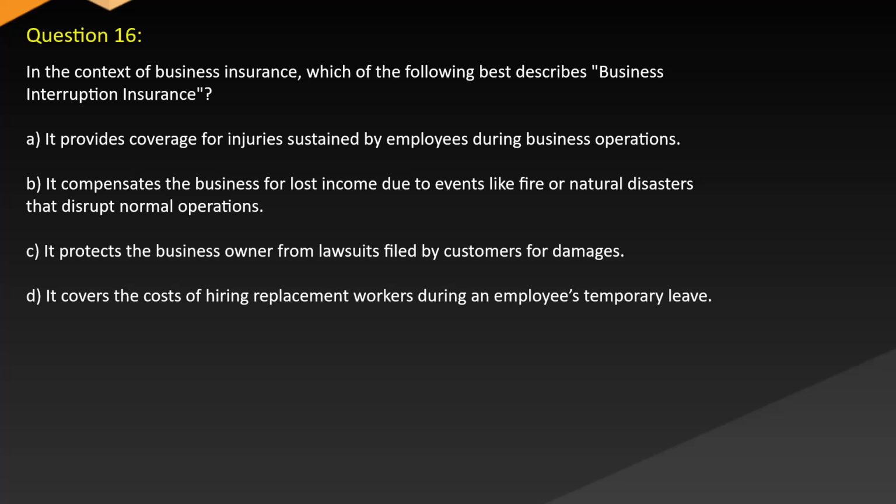Question 16. In the context of business insurance, which of the following best describes business interruption insurance? A. It provides coverage for injuries sustained by employees during business operations. B. It compensates the business for lost income due to events like fire or natural disasters that disrupt normal operations. C. It protects the business owner from lawsuits filed by customers for damages. D. It covers the costs of hiring replacement workers during an employee's temporary leave.